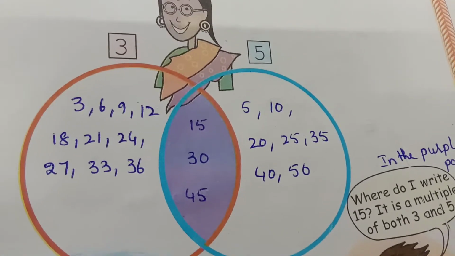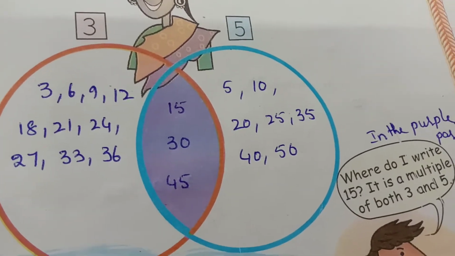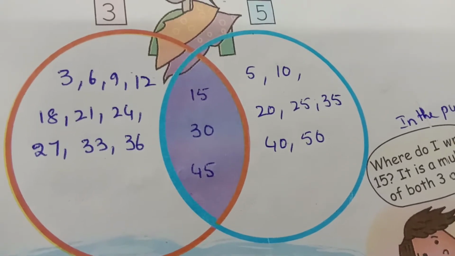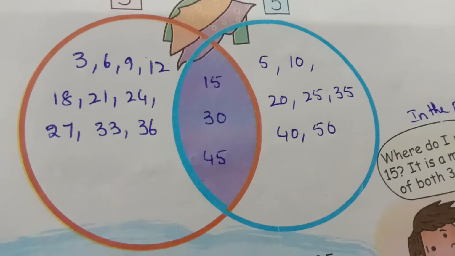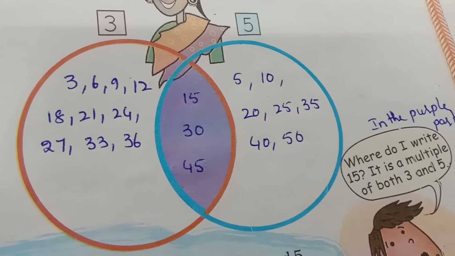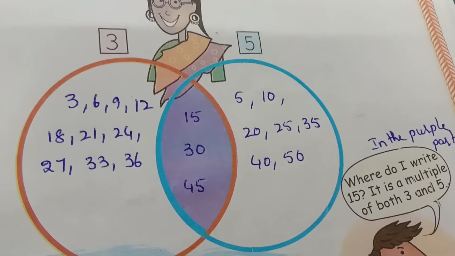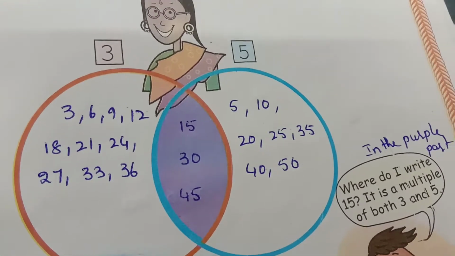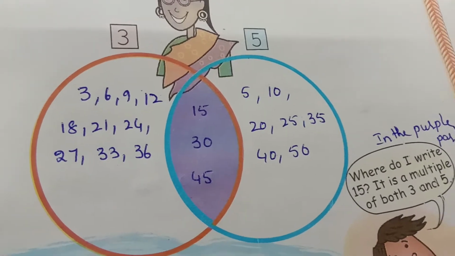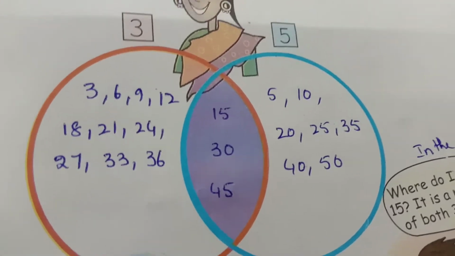Then 9 is a multiple of 3. Write it in the red circle. Then 10, yes, 10 is a multiple of 5. Write it in the blue circle. Then 11 is neither a multiple of 3 nor 5, so leave it. The next number is 12. Yes, 12 is a multiple of 3, right? 12 in the red circle. Then 13 and 14, no, they are not multiples of either 3 or 5. Then 15, yes, 15 is a multiple of 3 as well as a multiple of 5. So we will write 15 in the common space, which is in purple color.